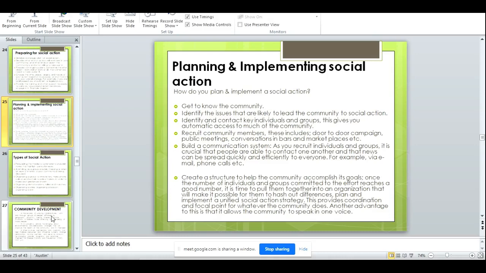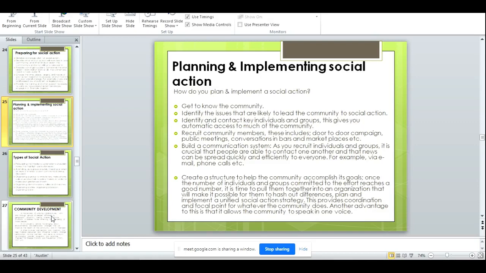So you want to recruit community members and work with them at every stage, and this can be done by door-to-door campaigns, public meetings, and conversations in bars and marketplaces. You also want to build a communication system when you're doing the social action, because as you recruit individuals and groups, it is crucial that the people are able to contact one another and that news can be spread quickly and effectively to everyone at every point. There should be no breach in communication when you're involved in a social action, so no one is put in danger, for example, via emails, phone calls, etc.